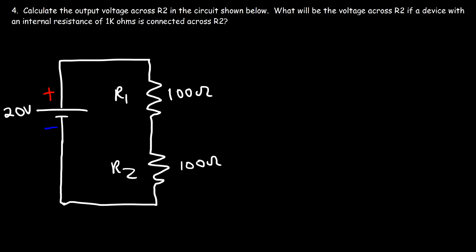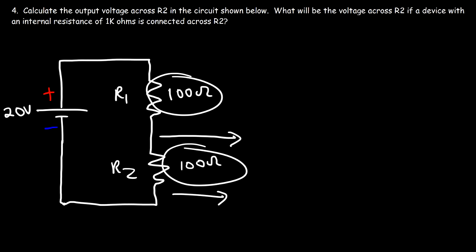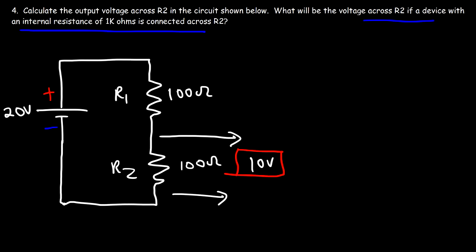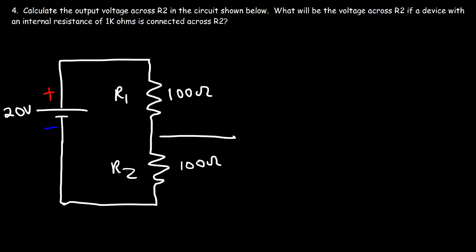Number 4, calculate the output voltage across R2 in the circuit shown below. Now, because these two resistors are equal in value, the output voltage will be half of the input voltage. So we know it's going to be 10 volts. But now here's the important part. What will be the voltage across R2 if a device with an internal resistance of 1K ohms is connected across it? So without a device, the voltage is 10 volts. So keep that in mind.